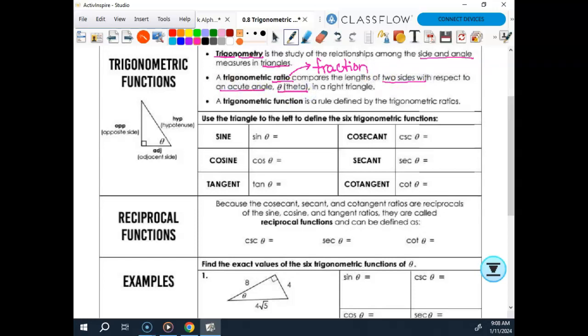So in a right triangle, you have a right angle, and then you have two acute angles. The only thing the right angle does is make it a right triangle. After that, we don't use 90 for anything. We use the acute angles. Then we have a trigonometric function, which is defined by ratios. We'll get there a little bit later.